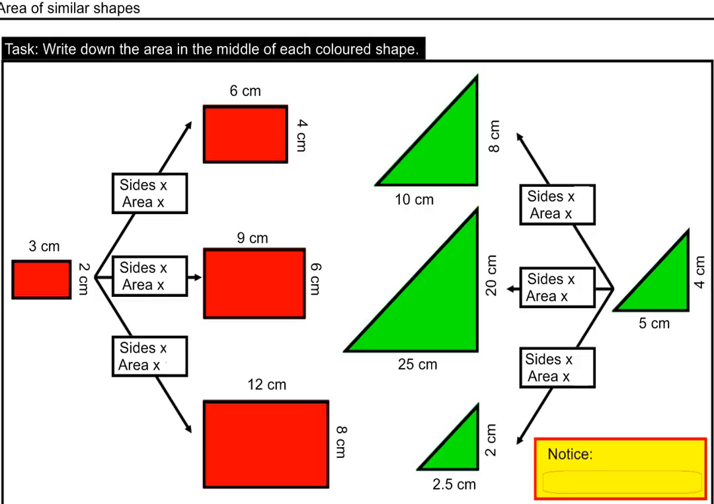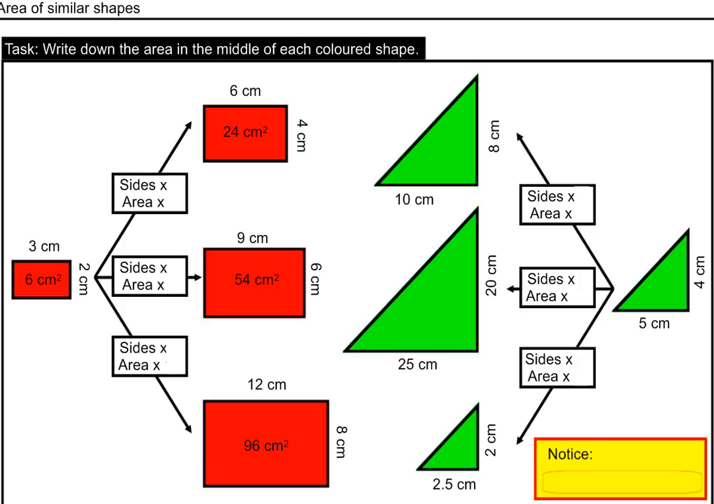Right, hopefully you've paused the video and done that. The rectangle 3 by 2 would have an area of 6 square centimeters. 6 by 4 would have an area of 24 square centimeters. 6 by 9 would have an area of 54 square centimeters. 12 by 8 would have an area of 96 square centimeters.